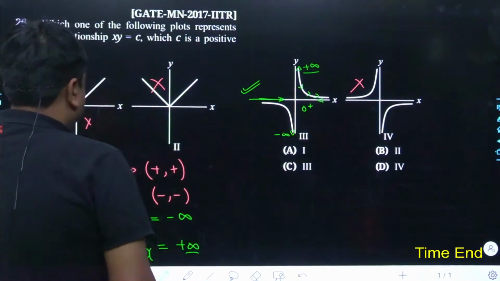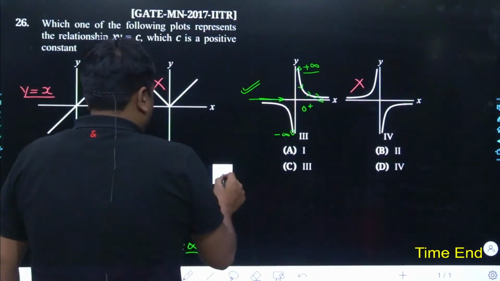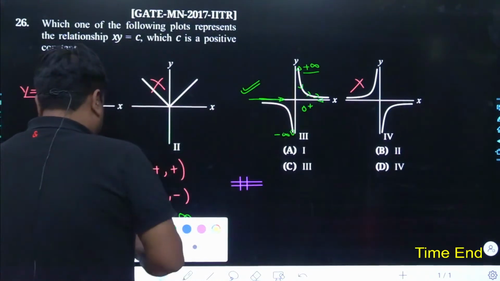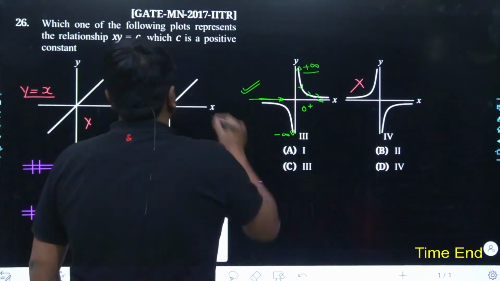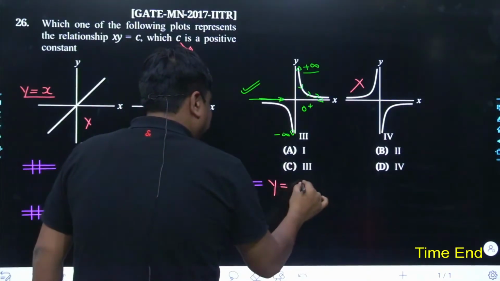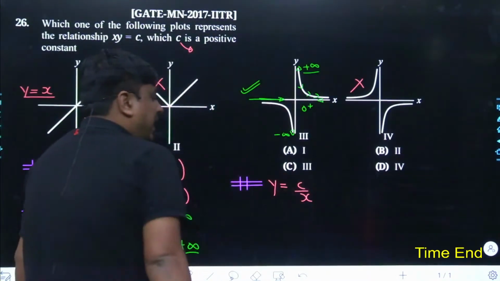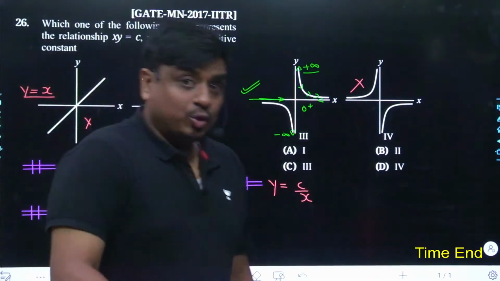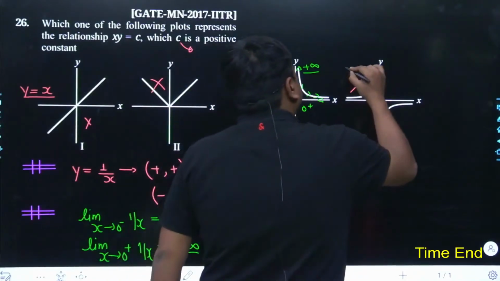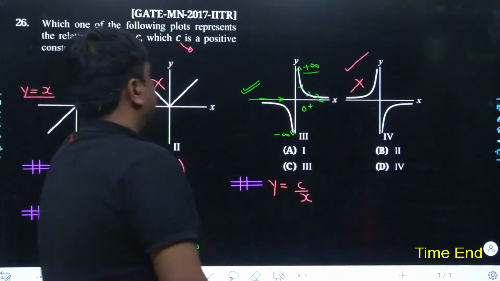The next important point could have been writing xy equals c, where c is a positive value. If they had taken the problem such that c is a negative real quantity, in that case, y is going to be c divided by x. And now what happens? If x is positive, y would be negative, and similarly, if x is negative, y is going to be positive. In that case, D is going to be the appropriate answer.